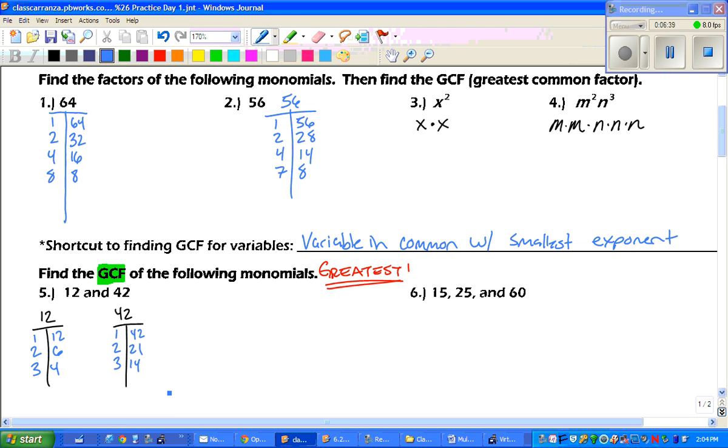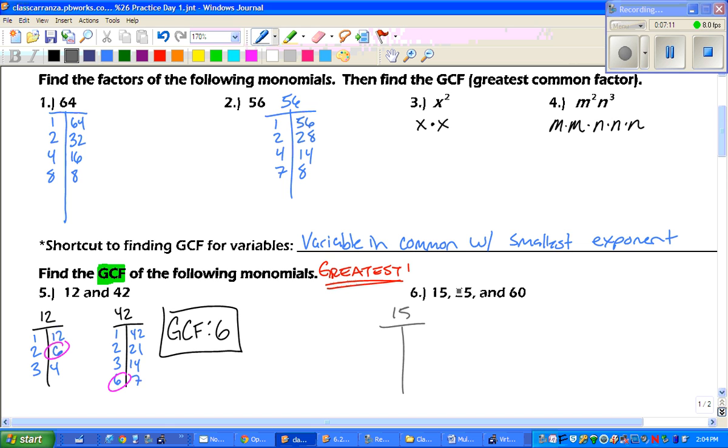4, nope. 5, nope. And 6 and 7. So the greatest number that they both have in common is, let's get a nice pretty color to circle this, 6. So the GCF is 6. And that's how you'd write your answer. Okay? So you do the factors of all of them and then just write them out.